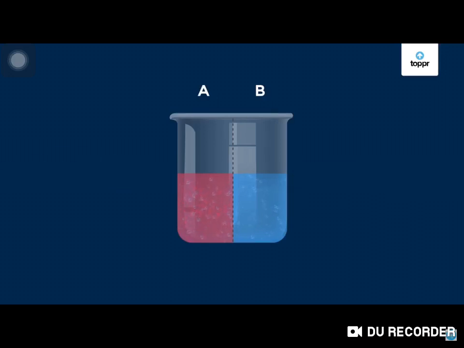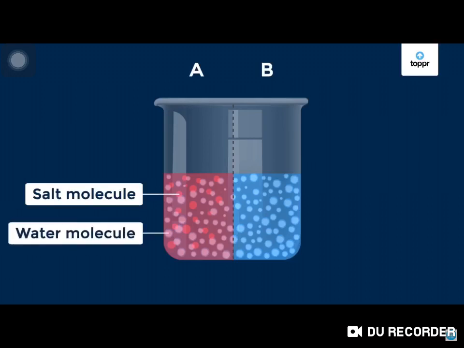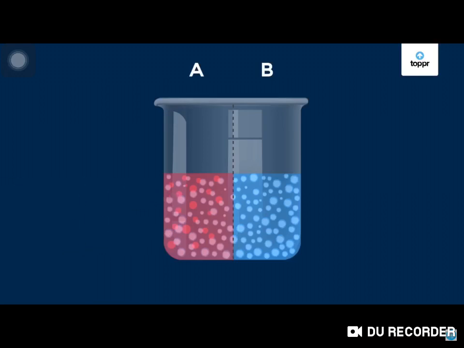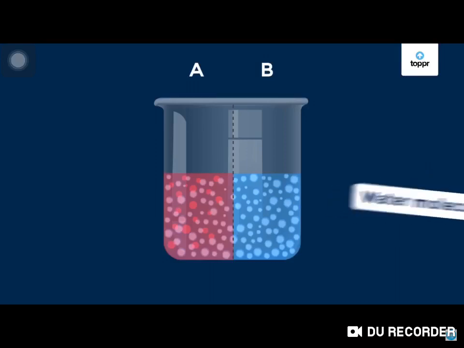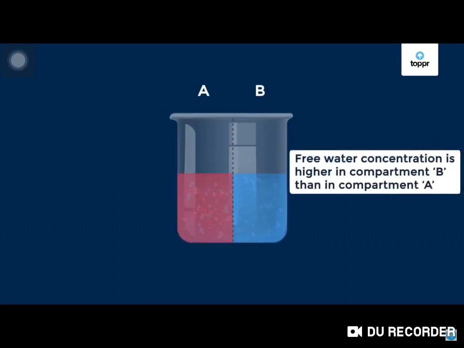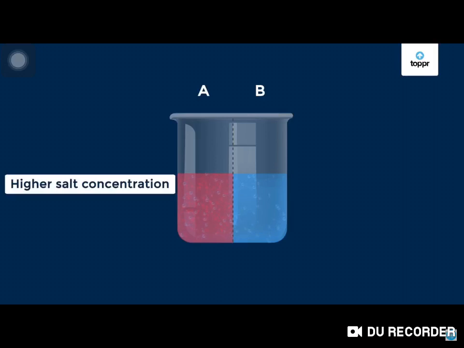Now, if you observe compartment A, out of all the water molecules, some are interacting with the salt molecules and the remaining water molecules are free. Whereas in compartment B, all the water molecules are free as there is no salt added. So, we can say that the free water concentration is higher in compartment B than in A. And we know that compartment A has more salt concentration than B.